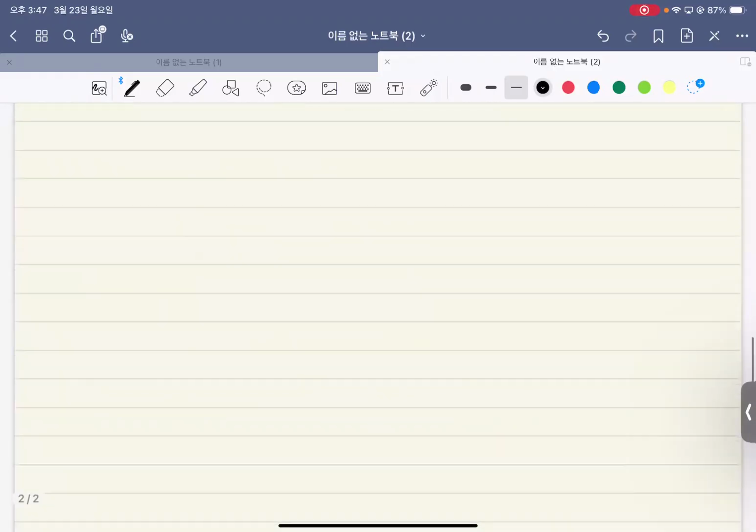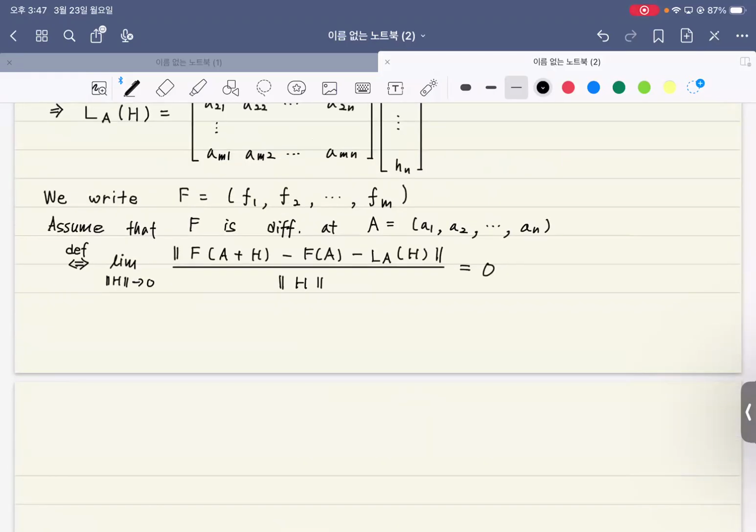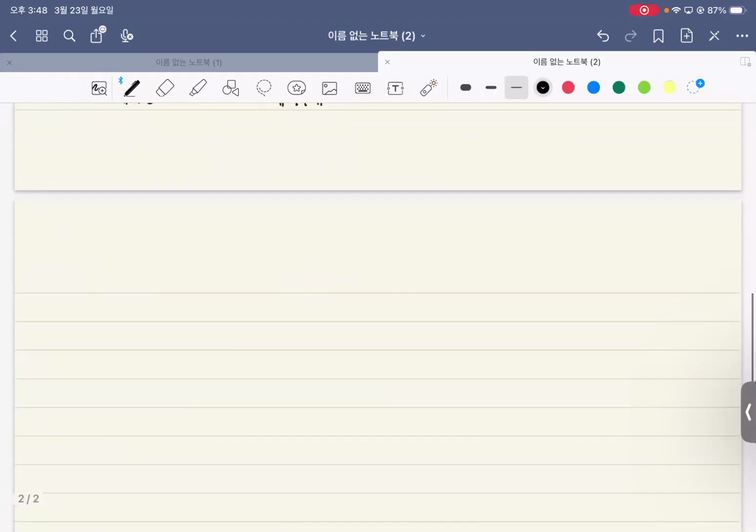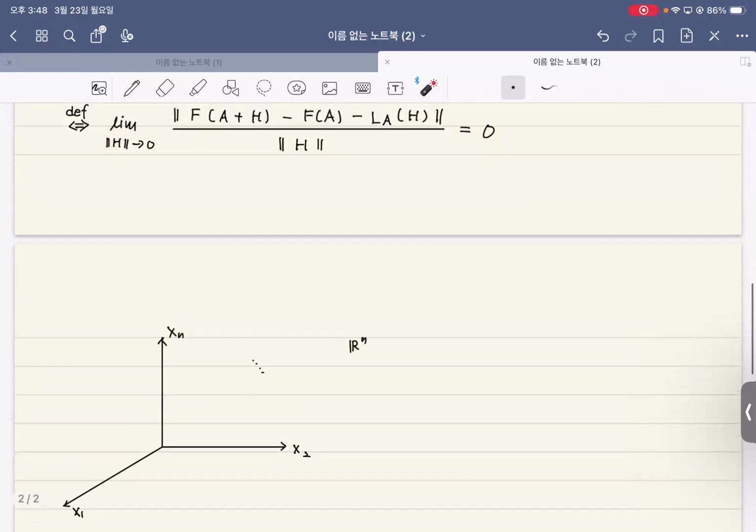And this guy should tend to 0. As before, we are talking about the case when the length of H is tending to 0. So this vector H is an n-dimensional vector, right? This vector H lies in this n-dimensional space, so this is x1, this is x2, and this is xn. This is the n-dimensional space where this vector H lives in.